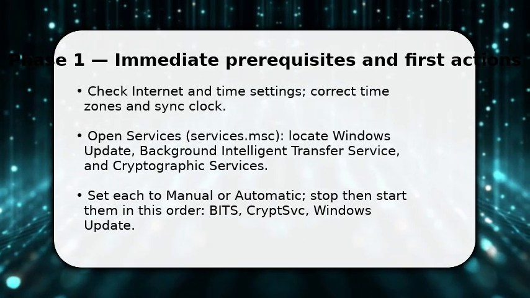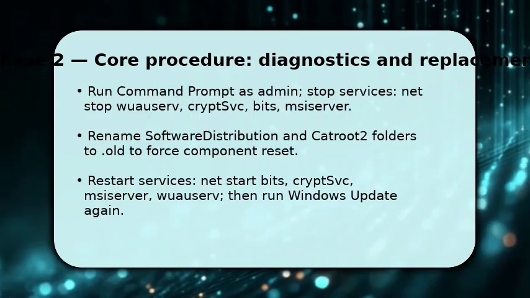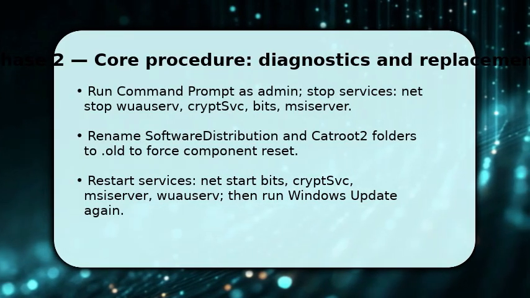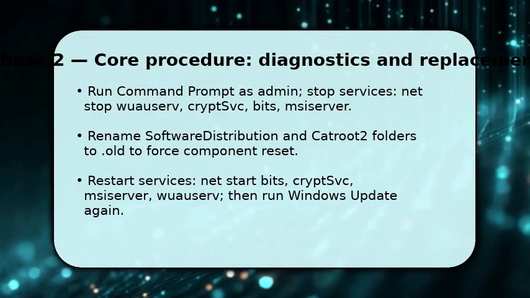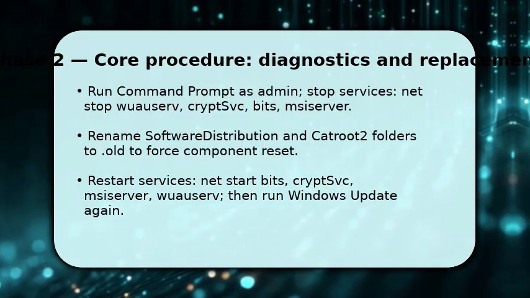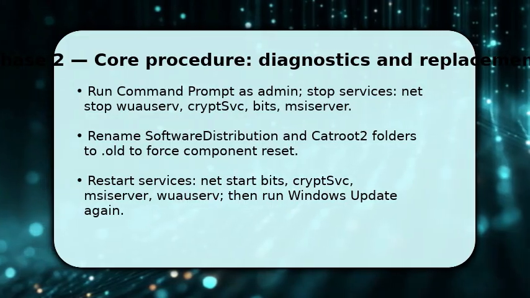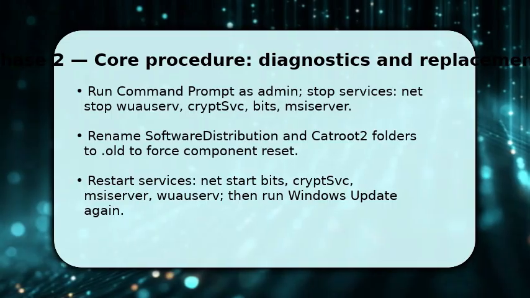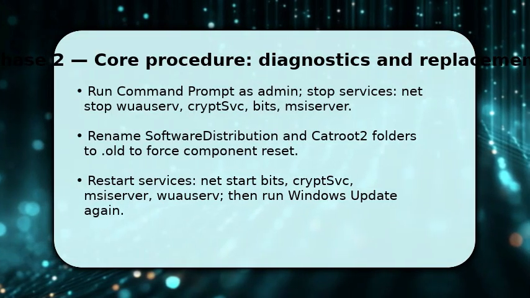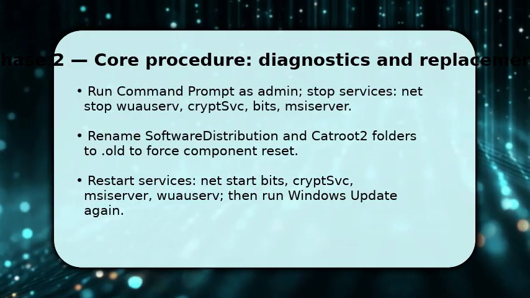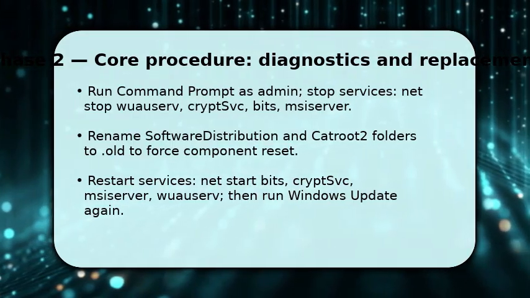Now you reset the update components to remove corrupted caches. Open an elevated command prompt and stop update-related services using net stop commands for wuauserv, cryptsvc, bits, and msiserver. Next, rename the SoftwareDistribution and catroot2 folders to SoftwareDistribution.old and catroot2.old. This forces Windows to recreate them and discard bad data. Once renamed, restart the services in the recommended sequence.